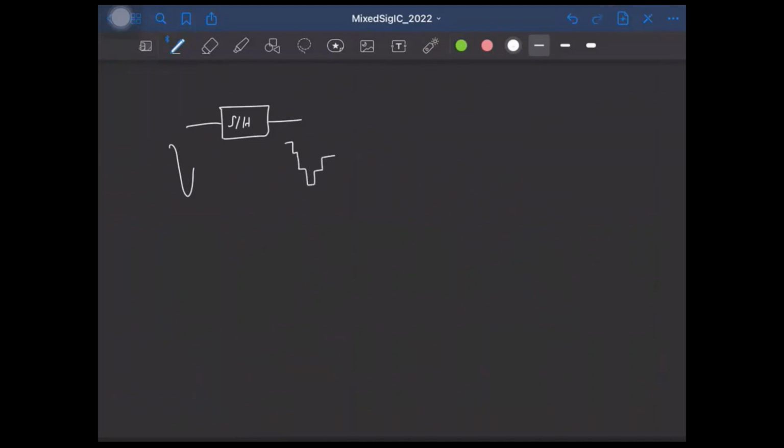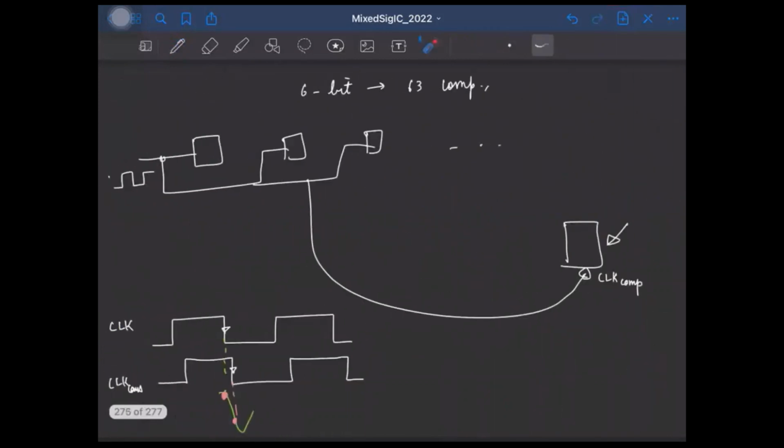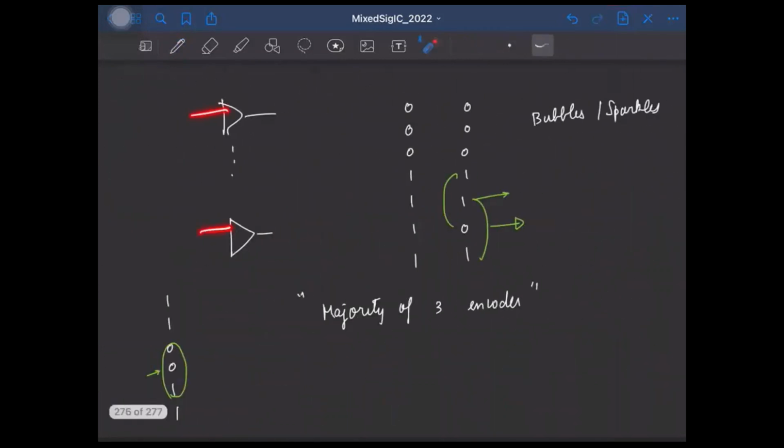Let me just draw it properly. So now, if this is fed to multiple comparators, even if there is a skew in the clock, the input is held constant throughout the sampling period. So even if we sample here or here, the input is the same. This way, all the comparators will be processing the same input, so we can get rid of this bubble problem.